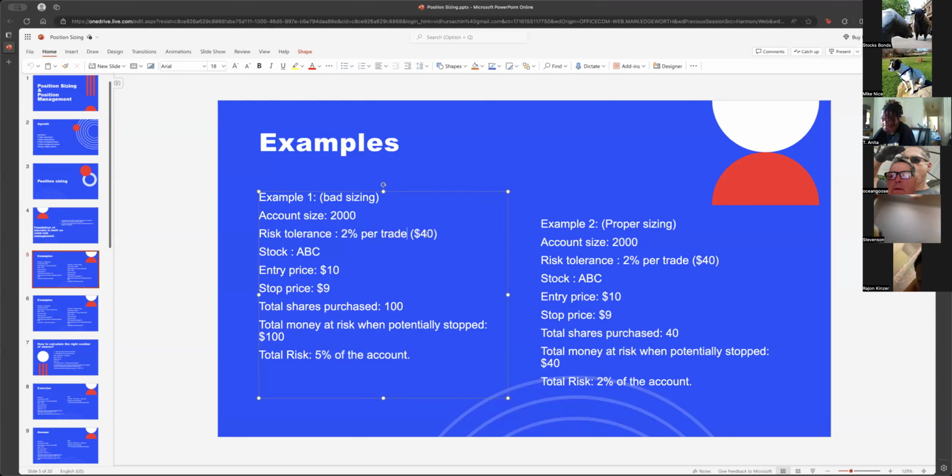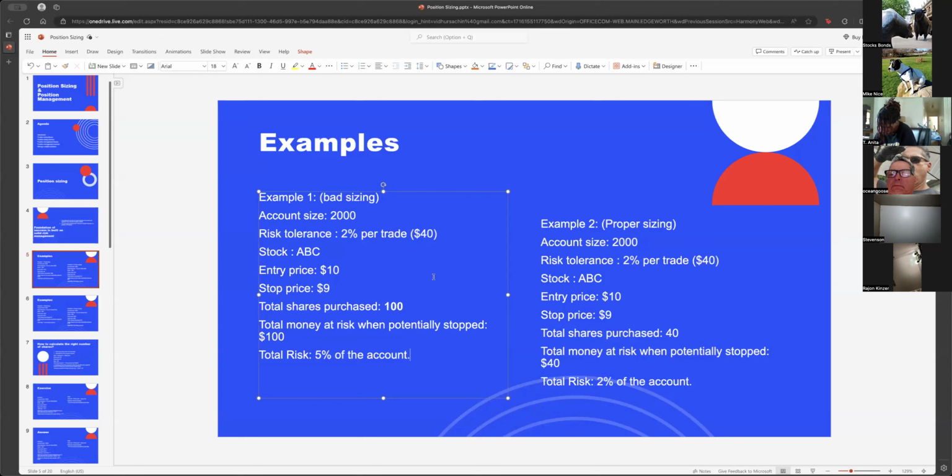How can you limit this? How can you reduce this risk? By reducing the number of shares you purchase. Initially, it's a borderline example of just because you can doesn't mean you should. So your entry price is 10, stop loss is 9, and you can purchase 100 shares. But if you do, and you get stopped out, you're going to lose $100 in this trade, which is a total risk of 5% of your entire account. Not worth it, because it goes against your rule, it goes against your risk tolerance.